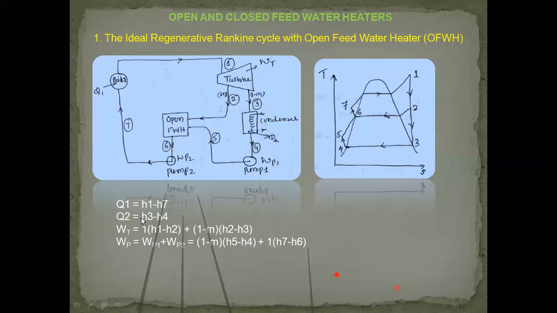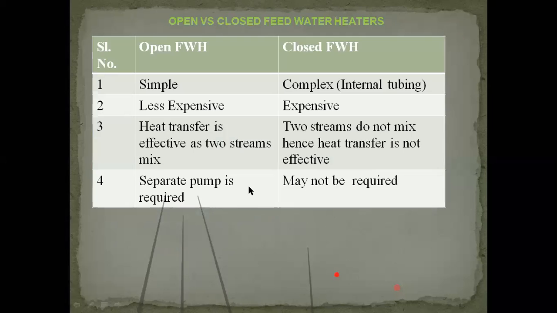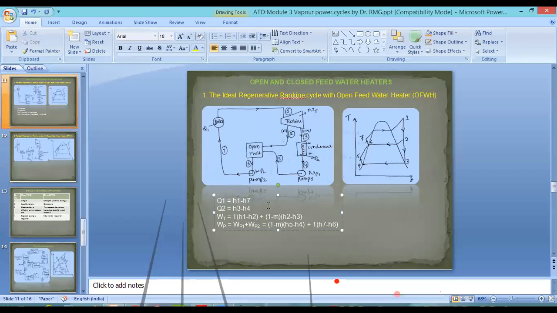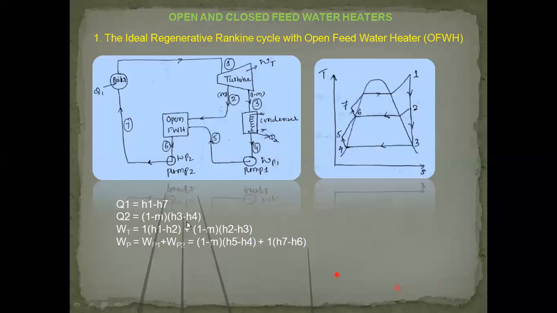Q2 is the amount of heat rejected in the condenser. Here this must be multiplied with 1 minus M, because the amount of steam that enters into the condenser is only 1 minus M. It is not 1 kg. So 1 minus M into H3 minus H4 is the amount of heat rejected.